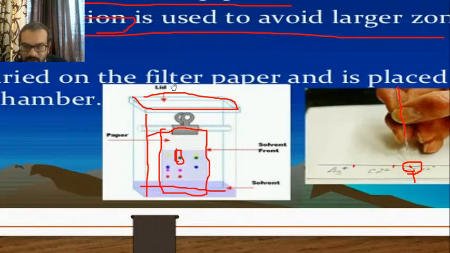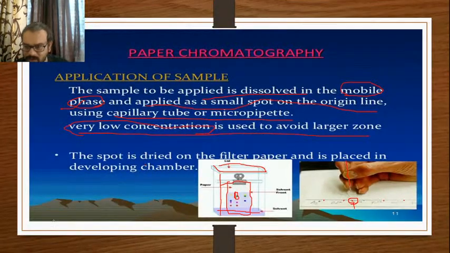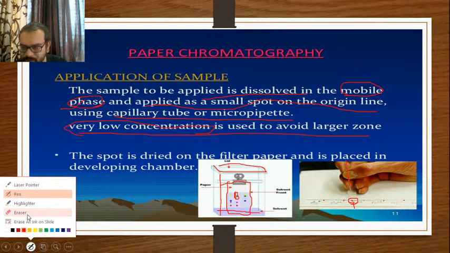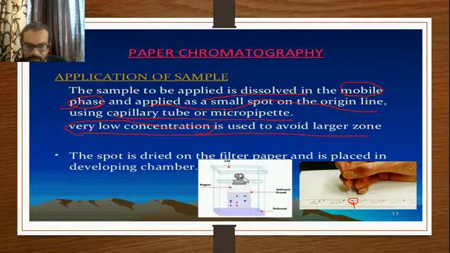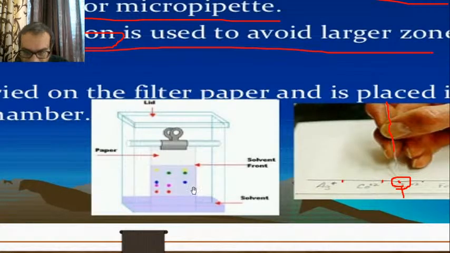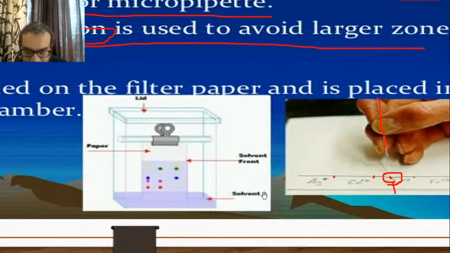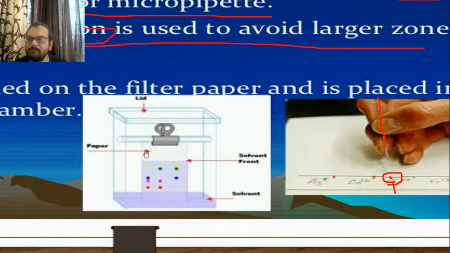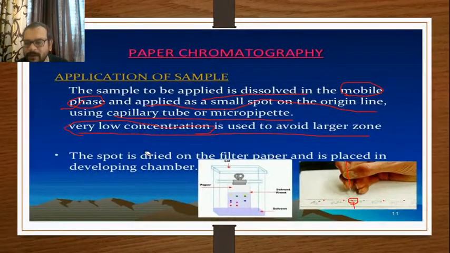Here is the lid which encloses the developing chamber. The solvent front is the way by which the solvent is traveling. The solvent is what we call the mobile phase. Here is the paper which acts as a stationary phase. A very simple way of chromatographic separation, which we call paper chromatography.